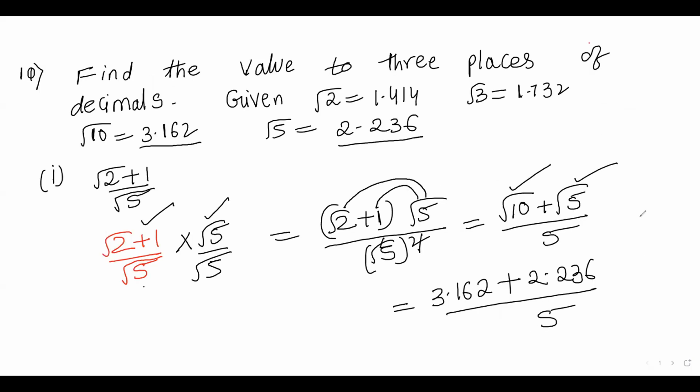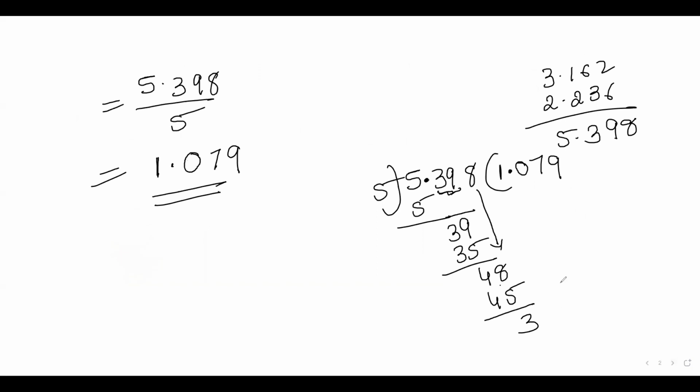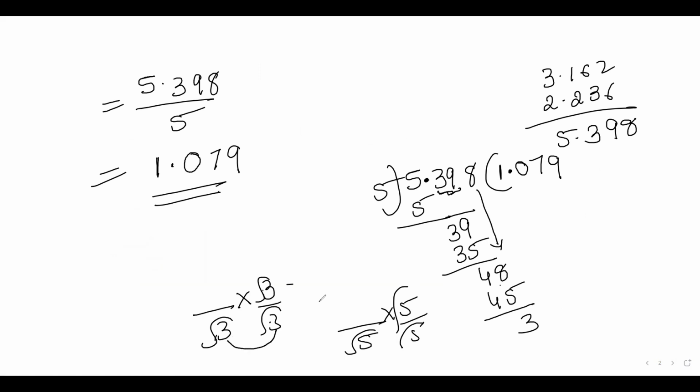So when you have a single root in the denominator, the rationalizing factor will be, for root 3, root 3 only. For root 5, it will be root 5. The purpose of rationalizing is to remove the root from the denominator. Root 3 into root 3 will become 3. We were able to remove the root in the denominator. Okay.